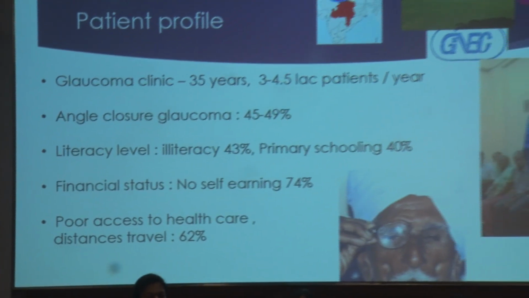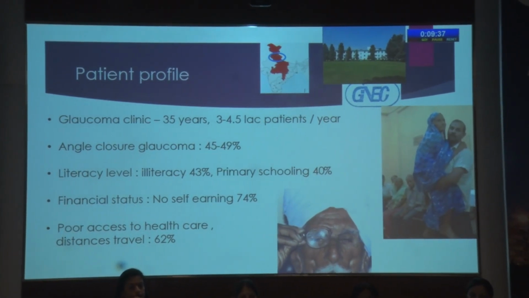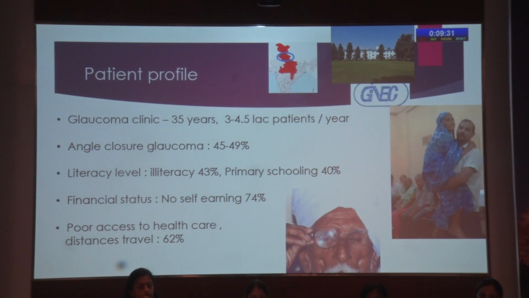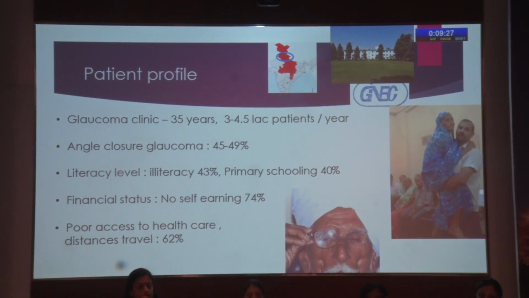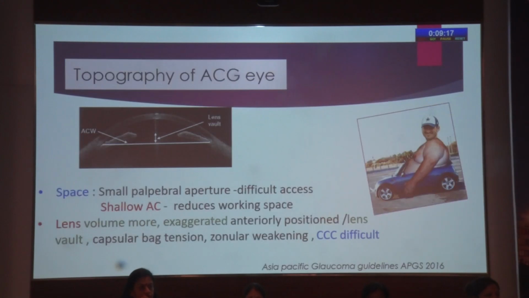Angle closure glaucoma comprises almost 49% of our patients. Literacy level 43%, primary schooling only 40% of patients. No self-earning 74%. This is our data for the last 2 years. Poor access to healthcare, distances traveled by our patients 62%. This is a few of my patient vignettes of how they travel and how they come and how they are. So this is what we have and this is where we work.